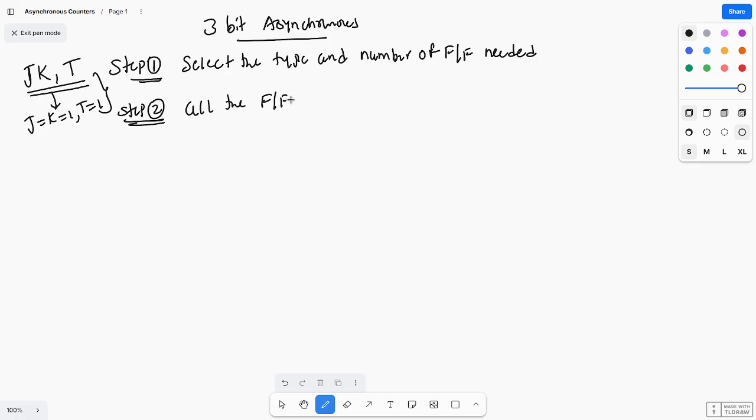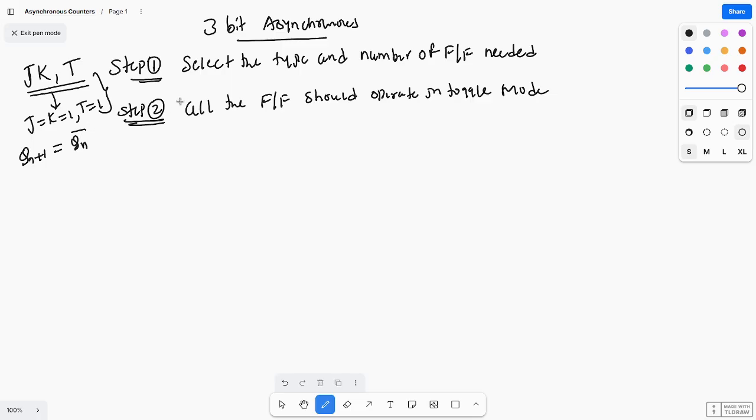So all the flip-flops should operate in toggle mode. Toggle mode means what? When J equal to K equal to 1, Qn+1 equal to what? Qn bar. Similarly, T equal to 1 means Qn+1 equal to Qn bar.